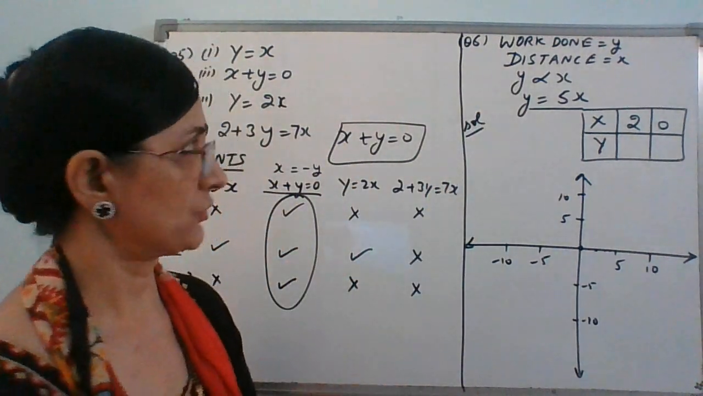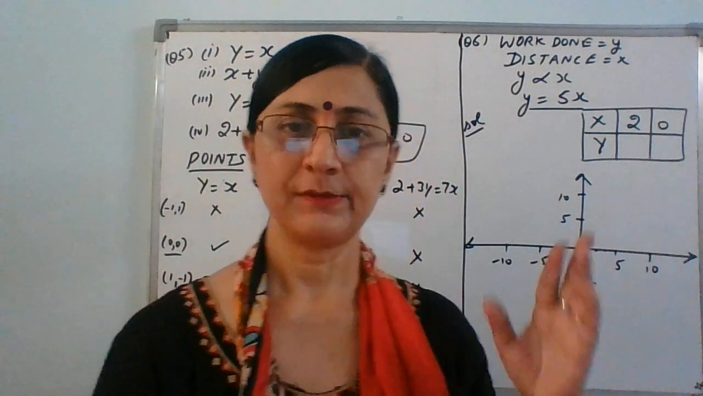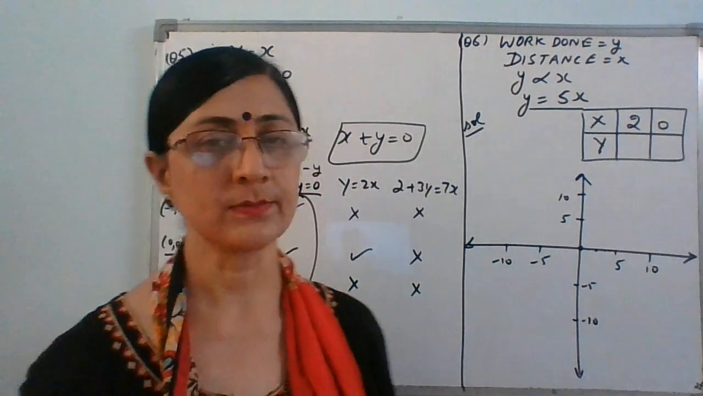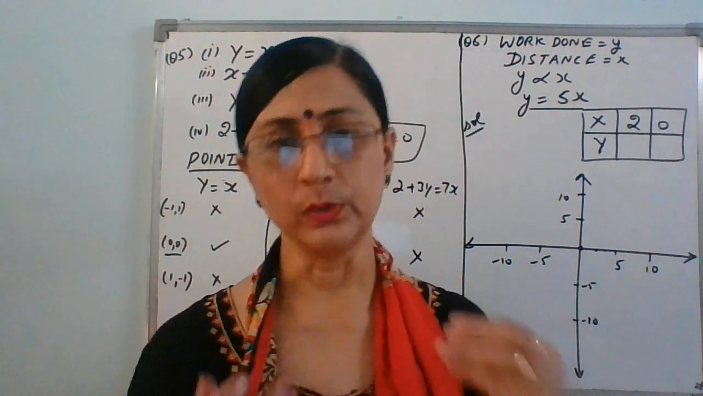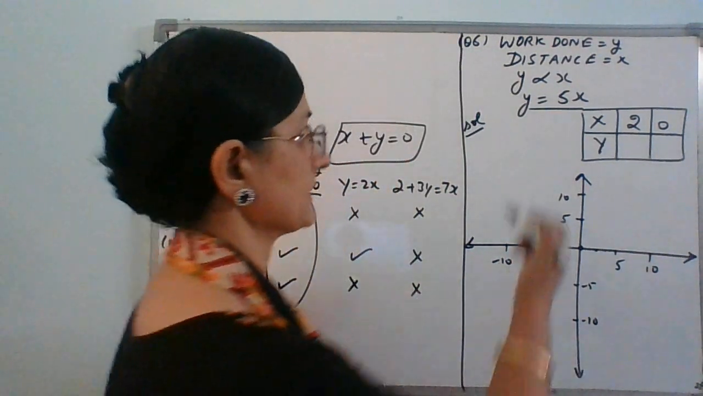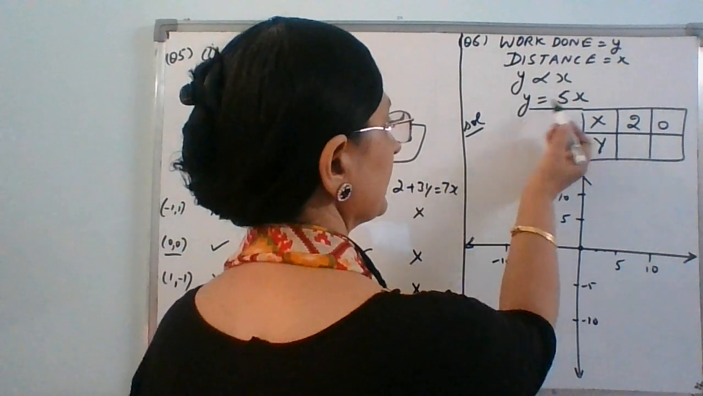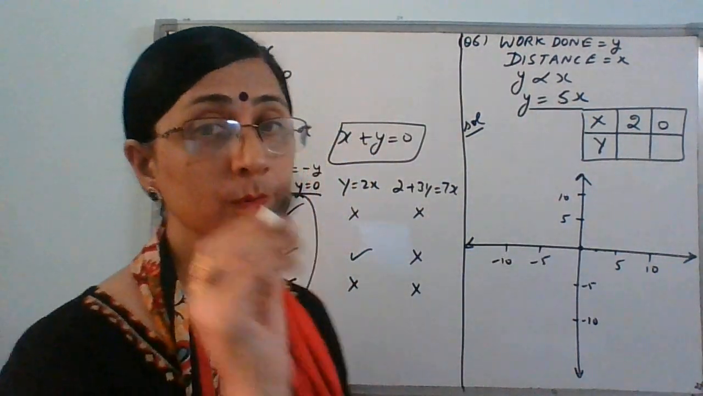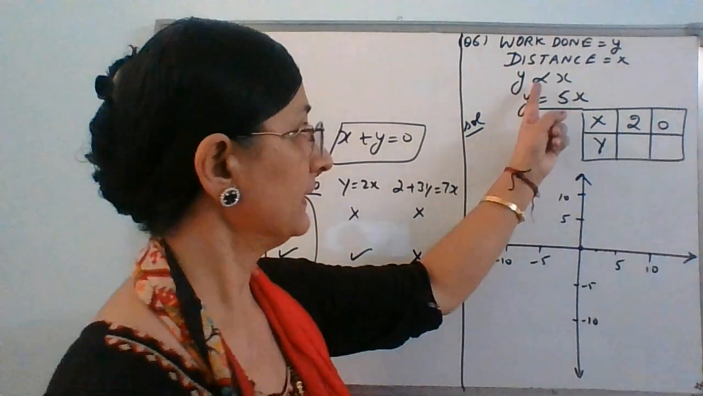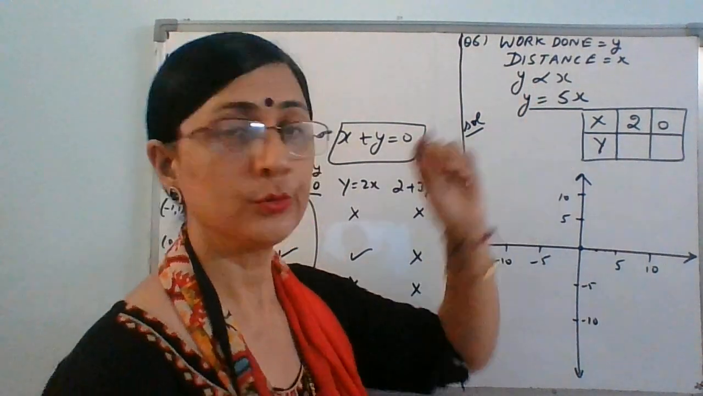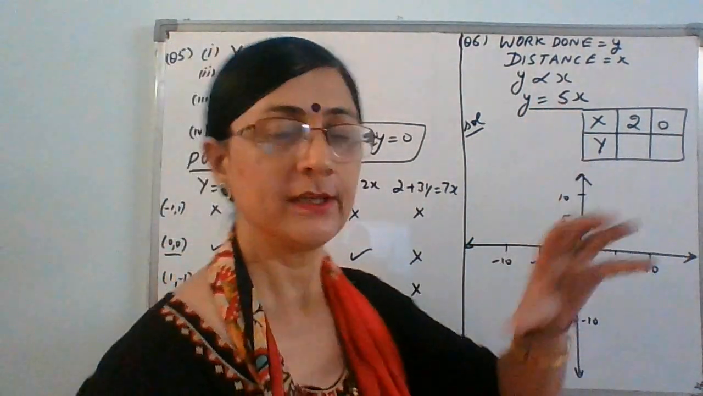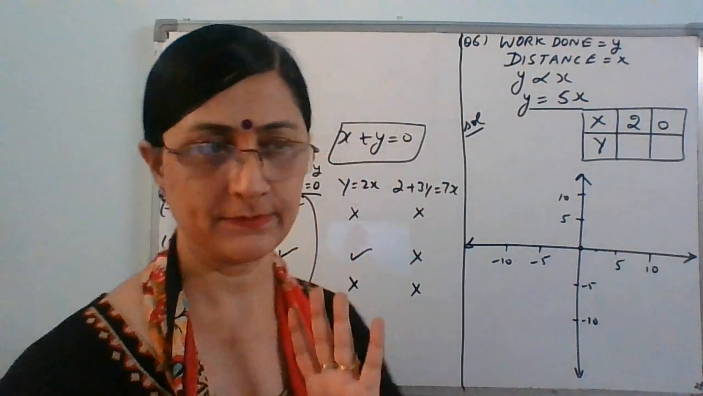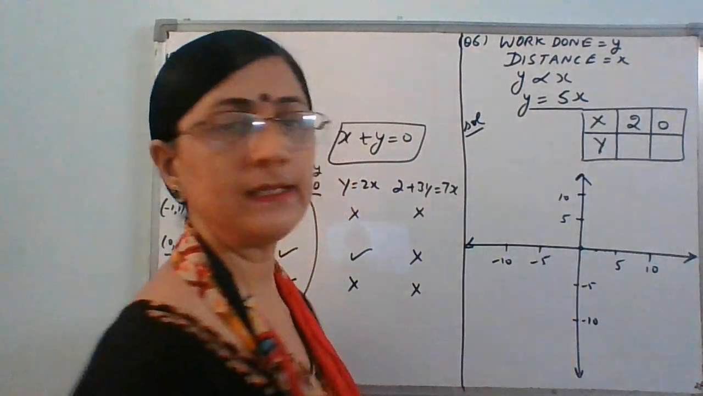Okay, now 6th question. It's given that if the distance is x and the work done is y, suppose. So they're saying that work done is directly proportional to the distance. Work done is directly proportional to the distance, and there is a constant. So in order to remove that proportionality sign, in order to change this to equals to, we have to put a constant, and it is given in the question that the constant is 5. So y is equal to 5x is an equation.